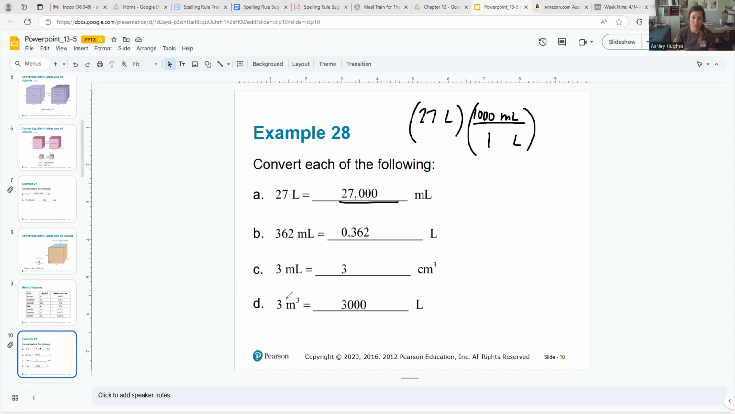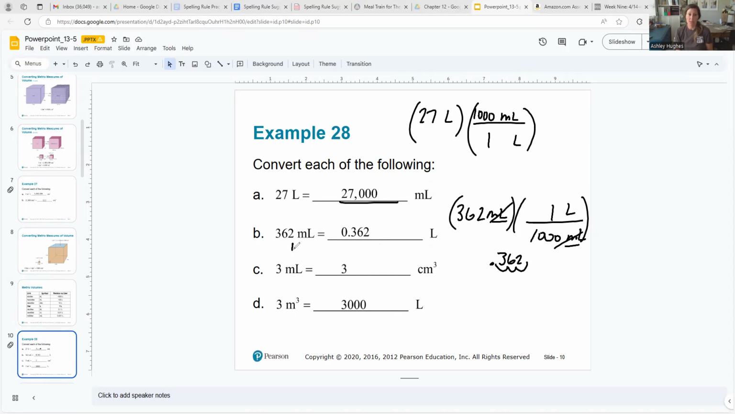It's the same idea with 362 milliliters. I know there are 1,000 milliliters in 1 liter. Again, you want this one on the diagonal so that those unit conversions cancel out and you're left with the liters. So this is 362 divided by 1,000. When you divide by 1,000, it's like moving the decimal back 3. So that's 0.362.